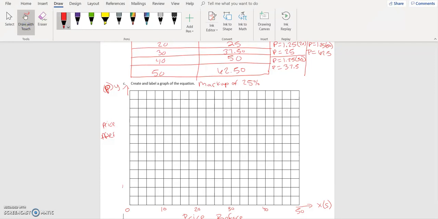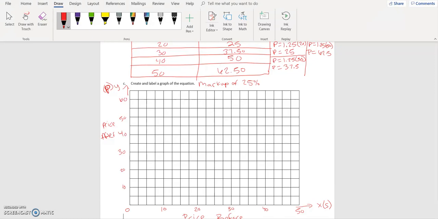So skip 1, 10, 20, 30, 40, 50, 60, because I need to be able to plot all of those points.